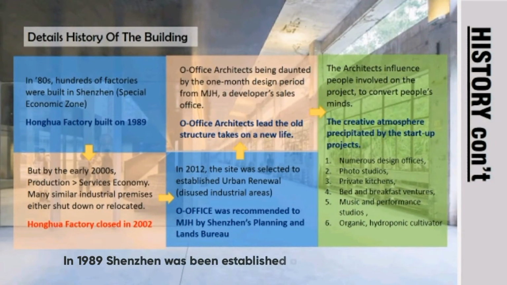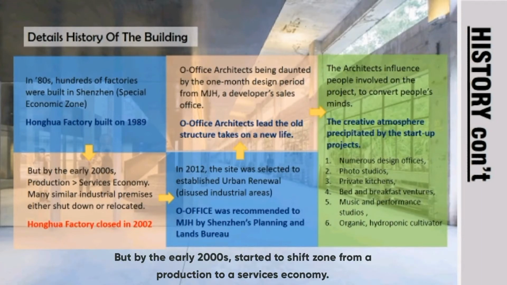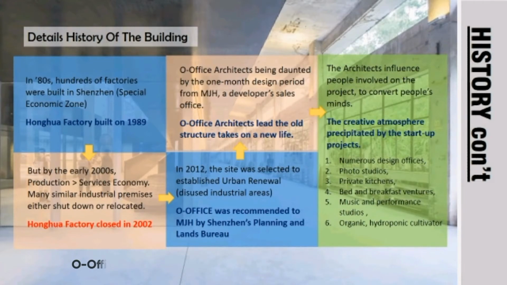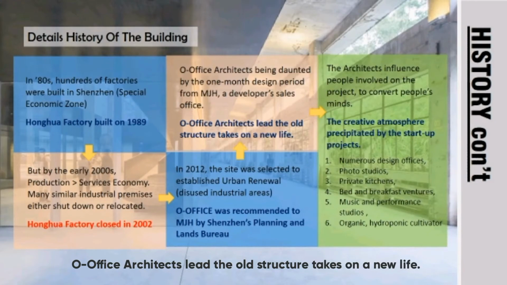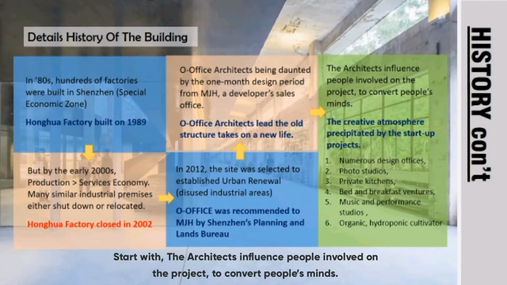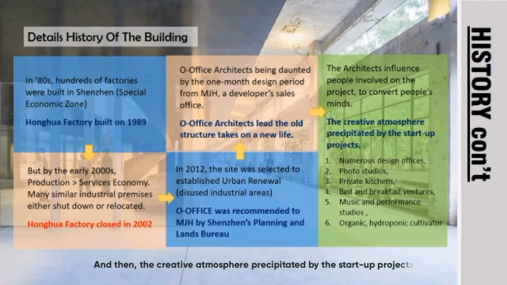In 1989, Shenzhen was established as a special economic zone, but by the early 2000s, it started to shift from a production to a services economy. After 10 years of being abandoned, O Office was recommended to MGH by the Shenzhen Planning and Lands Bureau. O Office architects led the old structure to take on a new life. It started with the architects influencing the people involved in the project to change their minds, and then the creative atmosphere precipitated through the startup project.